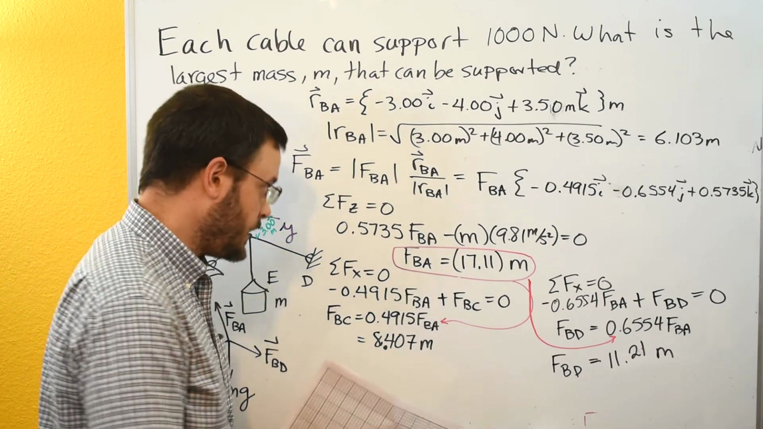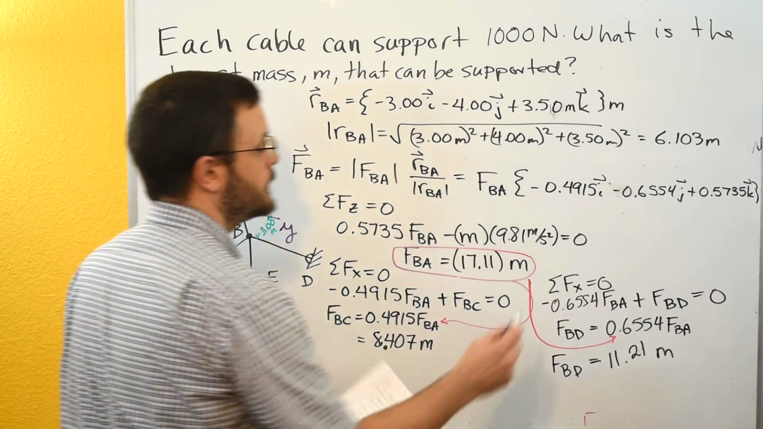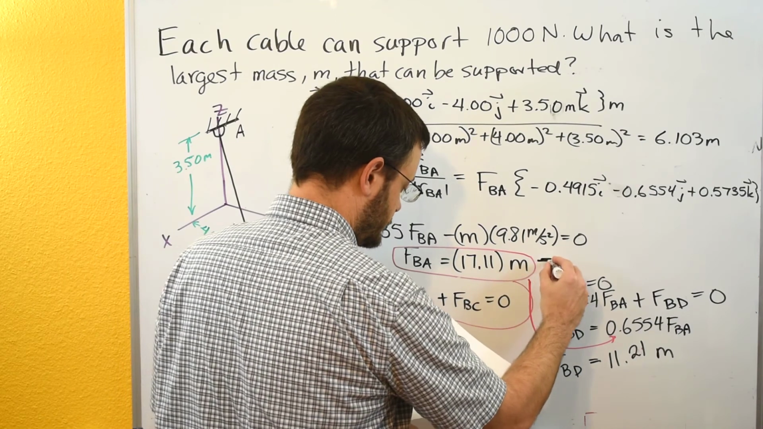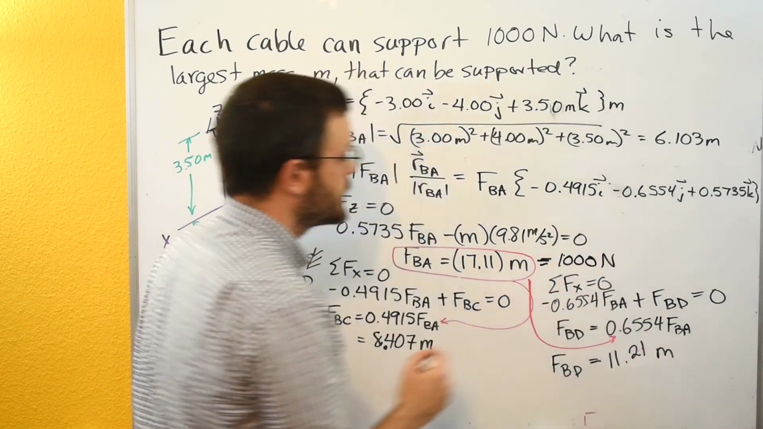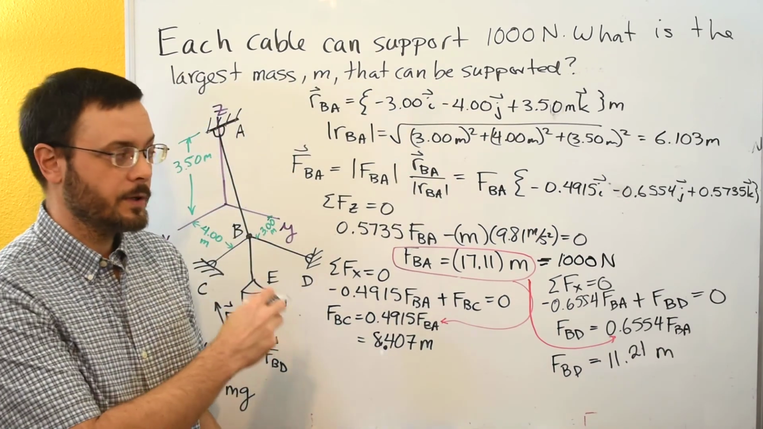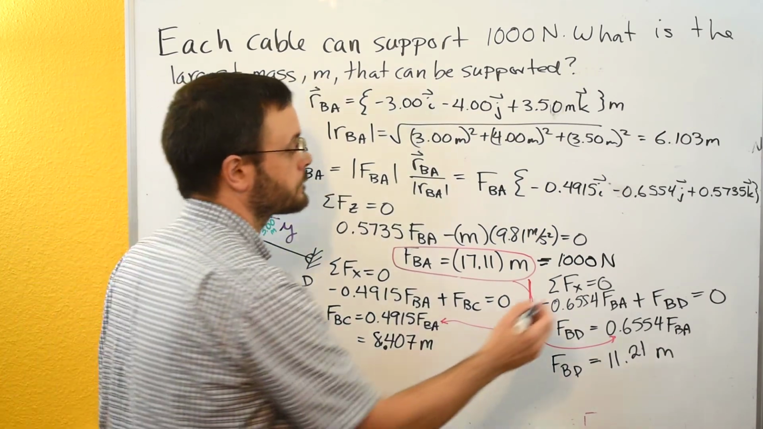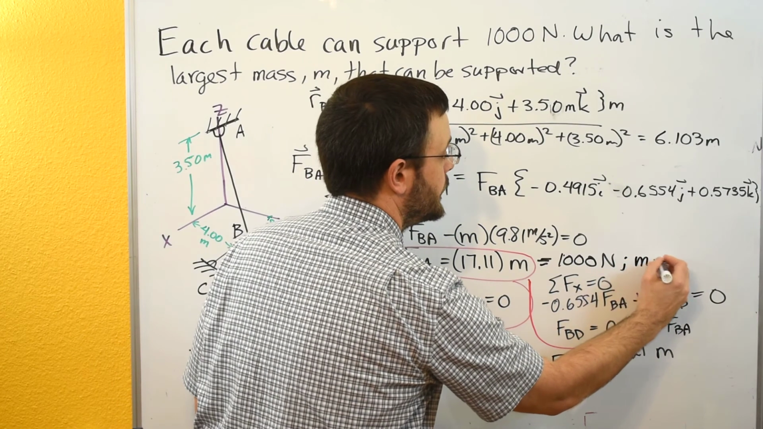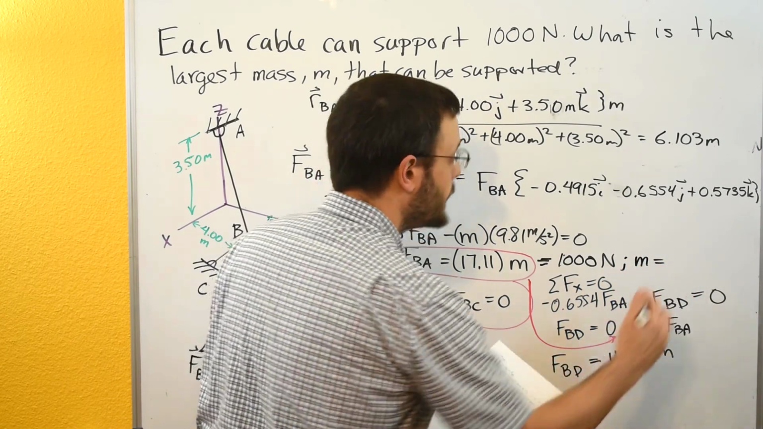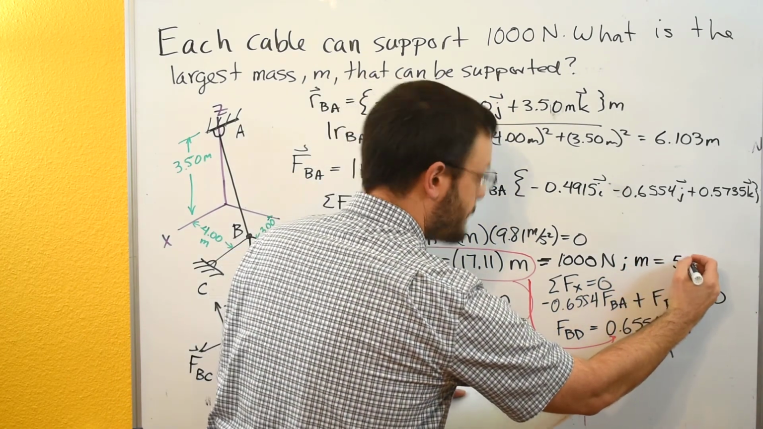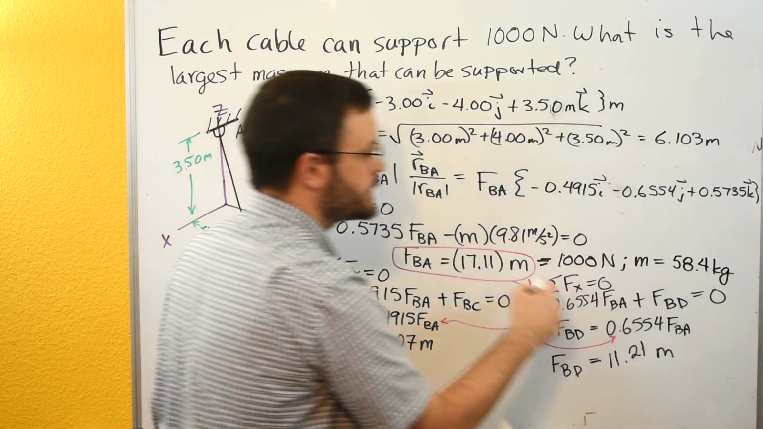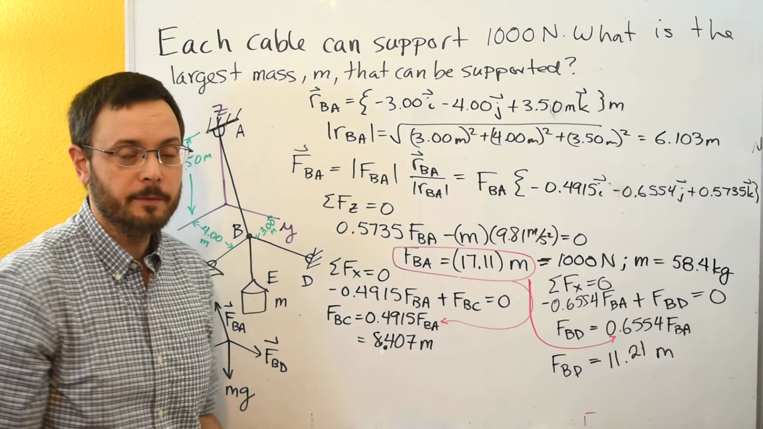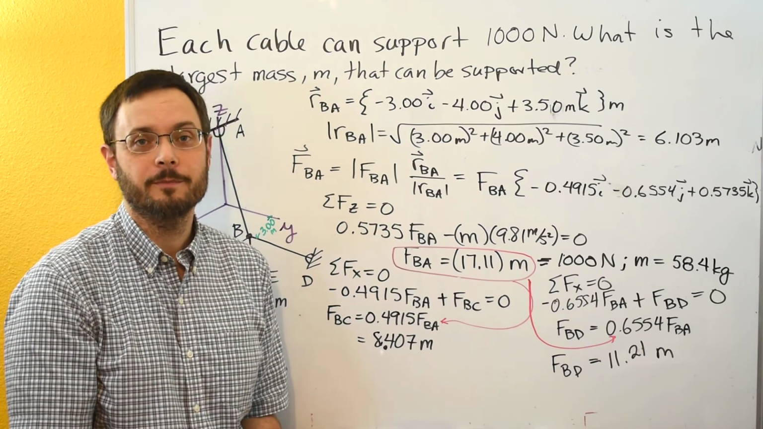So we'll say that FBA is then equal to 1,000 newtons. That gives us an equation that we can solve for M. So we'll get M is equal to 58.4 kilograms, and that's just taking the 1,000 and dividing by the 17.11.